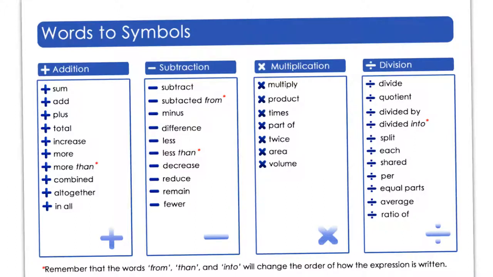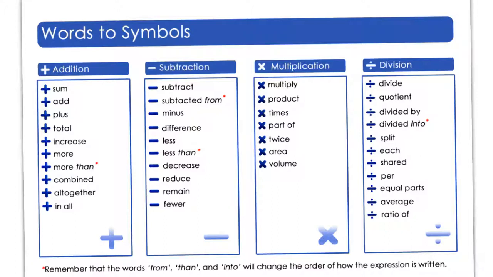Now, when you guys look at those asterisks, I do have some words or terms here: more than, with the red asterisk, subtracted from, less than, and divided into. All of those, guys, when you see that term or that expression, subtracted from, less than, more than, that means that you are going to change the order in which the expression is written. So I do have a little asterisk down here. Remember, the words from, than, and into will change the order of how you write the actual expression. I'll show you guys with an example what that means. But just keep in mind that those words, than, from, and into, will change the order.